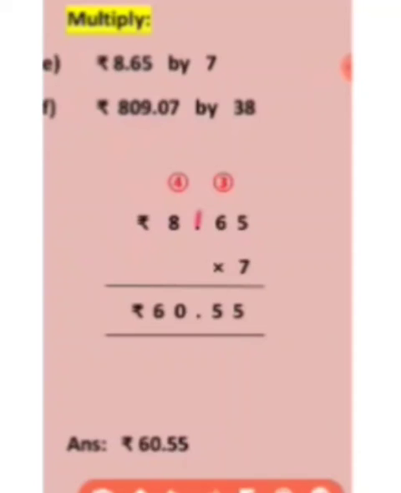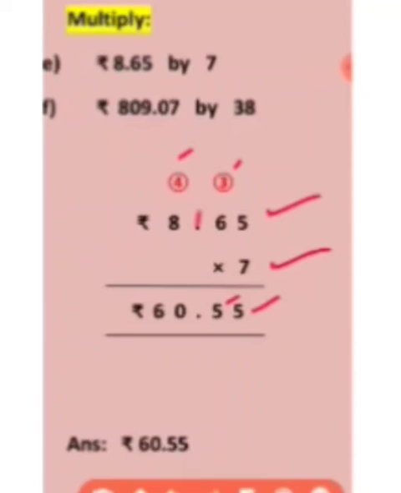That means, suppose here is 865, that number you multiply by 7. Simple multiplication you do. 5 sevens are 35, 5 carry 3. Now 6 sevens are 42 plus 3 is 45, 5 carry 4. 5 eights are 56 plus 4 is 60. So as a whole number multiplication you have learned, you will do the same simple multiplication here.